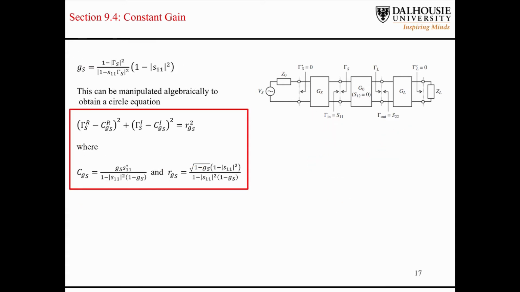From this equation with the normalized little g sub s here, after some algebraic manipulation, you can arrive at our first gain circle corresponding to the input matching network. Again, the center of the gain circle is given by this parameter here, and the radius of the gain circle is given by this parameter here.